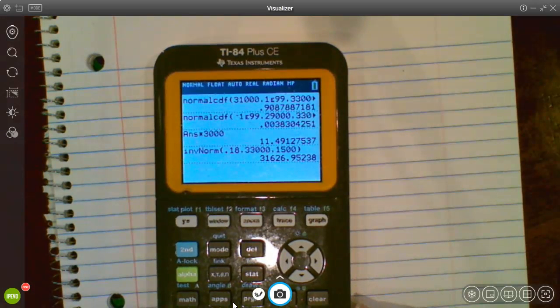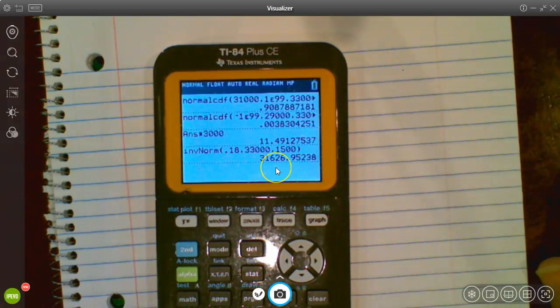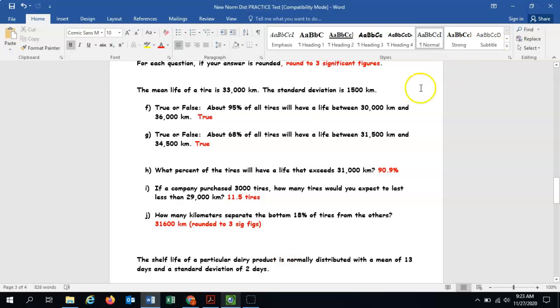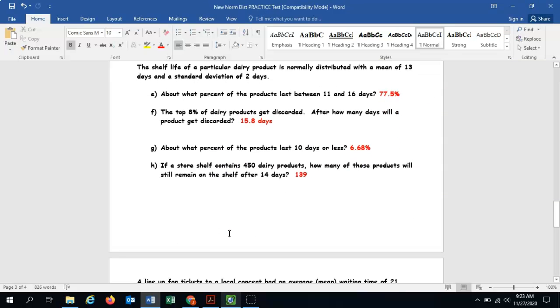There we go. And so again, we're being asked to round everything to 3 sig figs. So 31,600. So there we go. Let's go on to the next one.